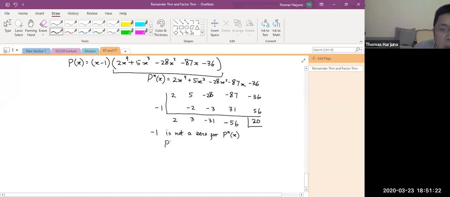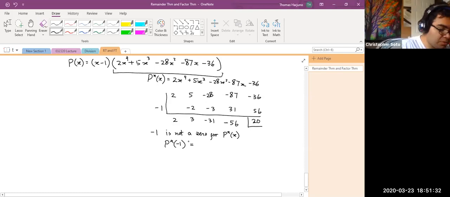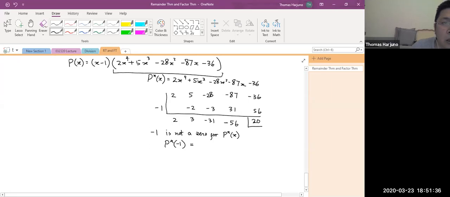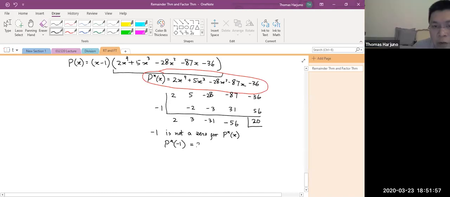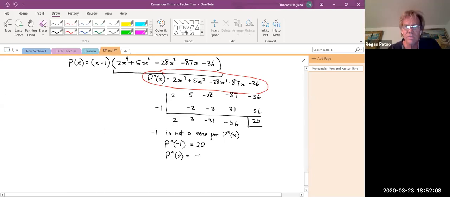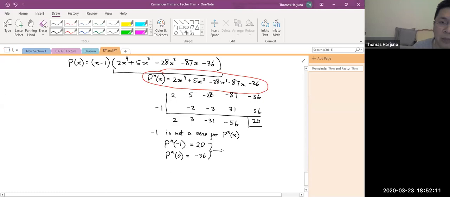So it means P star(negative 1) is what? Not the factor, the value at negative 1. So if I plug negative 1 into this polynomial here, what will the outcome be? 20. 20, that's right. But at the same time, if you take a look, what is P star(0)? Negative 36. You're right. But according to the intermediate value theorem, there must be a zero between.